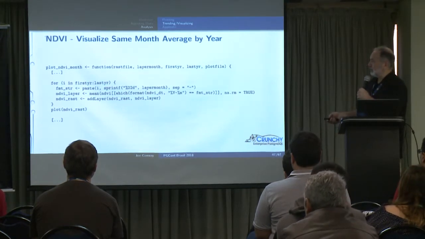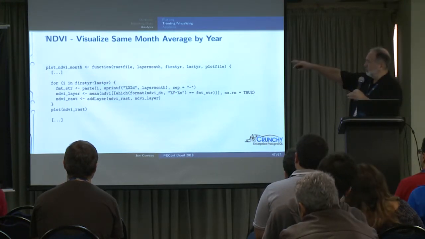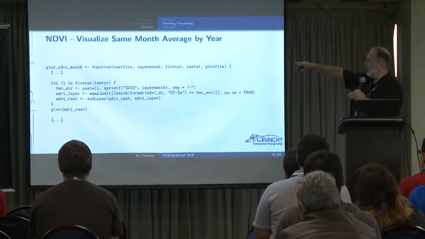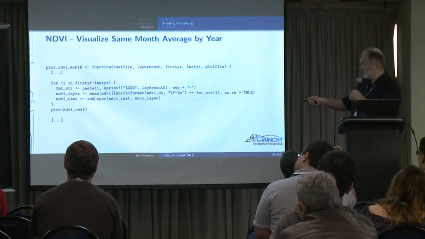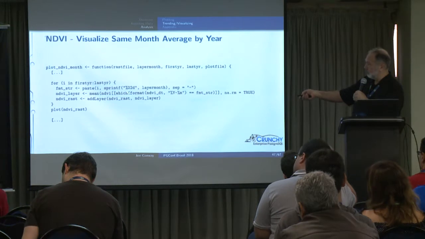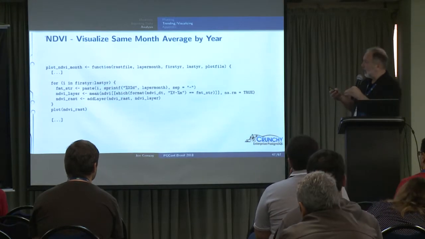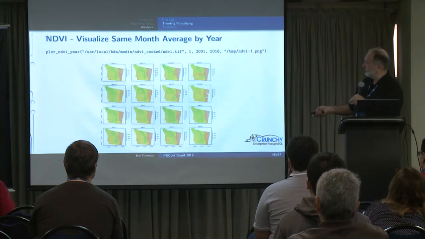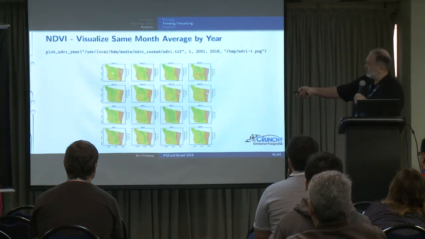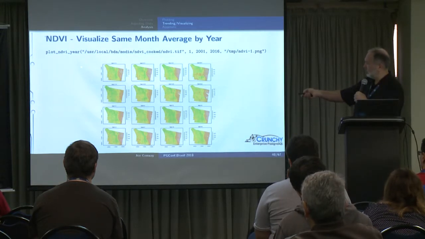So now I'm going to do the same thing, more or less, where I average pixel by pixel, but I'm going to do it the same month by year. So all the other code is the same. It's just where I'm selecting what I'm averaging that's done differently. So I average all the Januaries. This is 2001 and I'm selecting month one. So 2001, 2002 through 2016, this is all January.